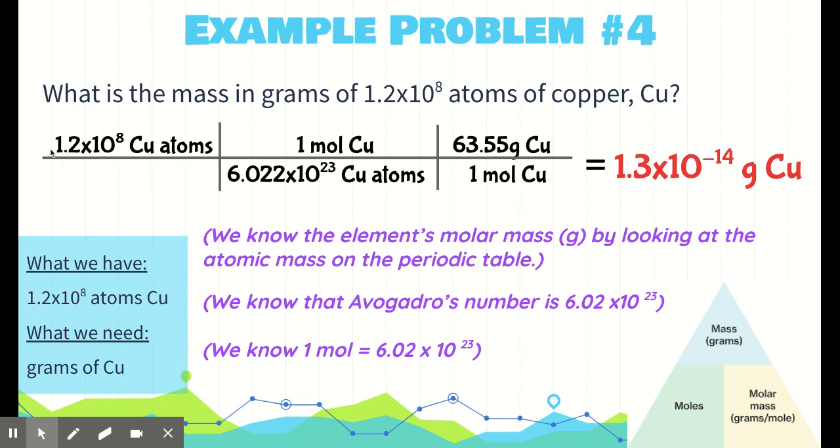So we would have 1.2 times 10 to the 8th times 1 times 63.55, all divided by 6.02 times 10 to the 23rd times 1, which would give us 1.3 times 10 to the negative 14th grams of copper.